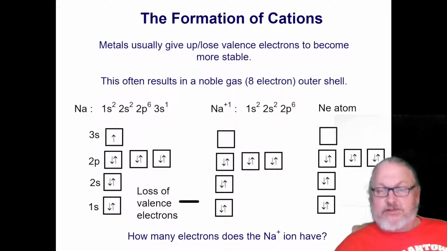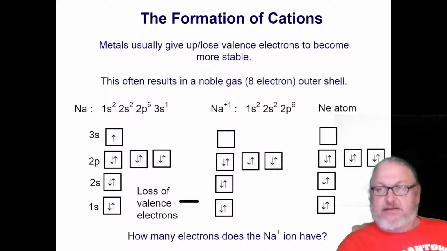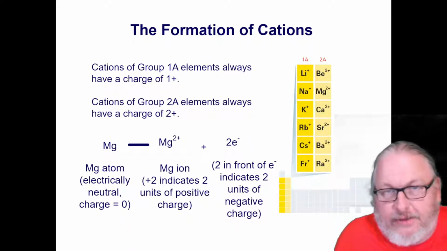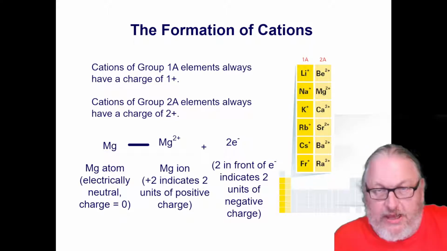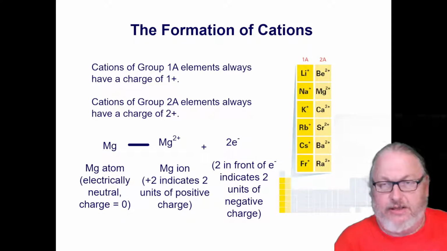So in a +1 cation, we'll have a configuration similar to neon of 1s2, 2s2, and 2p6. So how many electrons does the sodium ion have? It has 10, just like neon. Now cations, okay? The group 1s will always have a 1 plus charge. It's got that one outer electron.